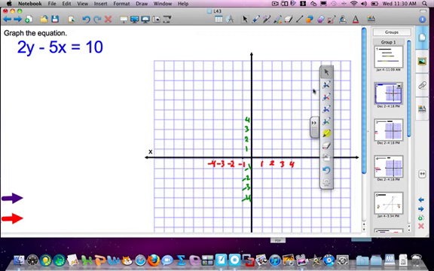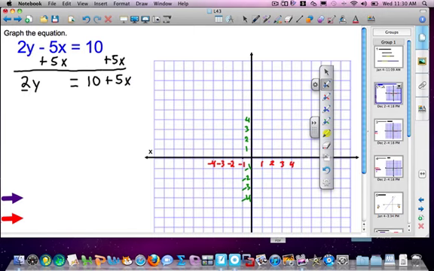The first equation that I want to graph is in standard form: 2y minus 5x equals 10. I'm going to rewrite the equation into function form. The first move will be to add 5x to both sides. This yields 2y equals 10 plus 5x.